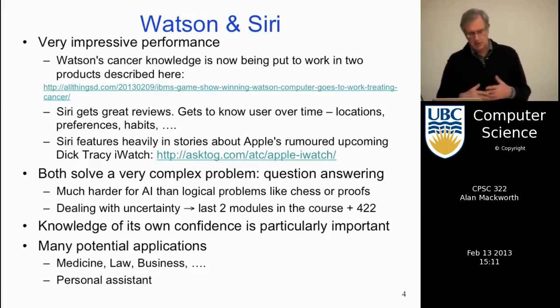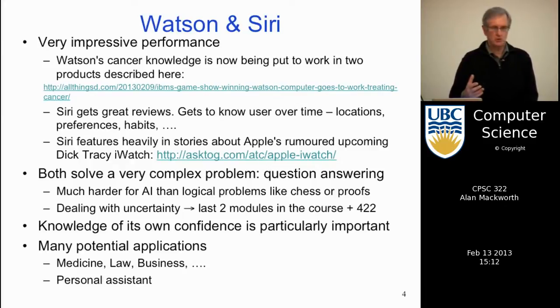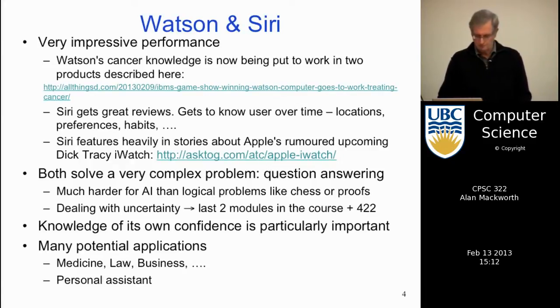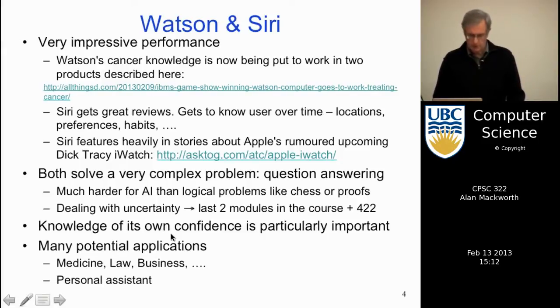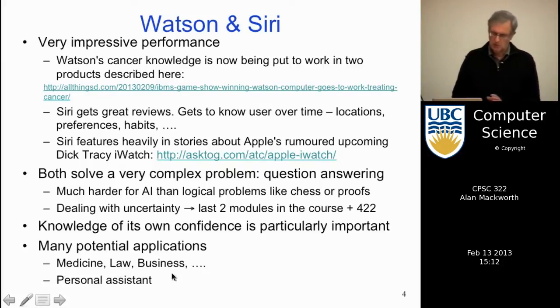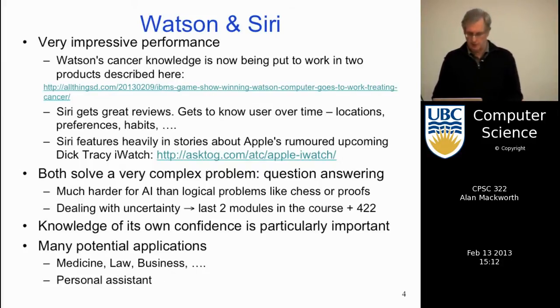But this idea of knowing about your own reasoning, meta-reasoning, and in particular knowing how certain you are in your answers is obviously really important for any kind of trust from the user to the system. And trust and credibility are key issues for any AI system. But they seem to have got some good answers in both IBM and Apple. And there's lots of, obviously, huge, inconceivably large number of applications of this kind of technology.